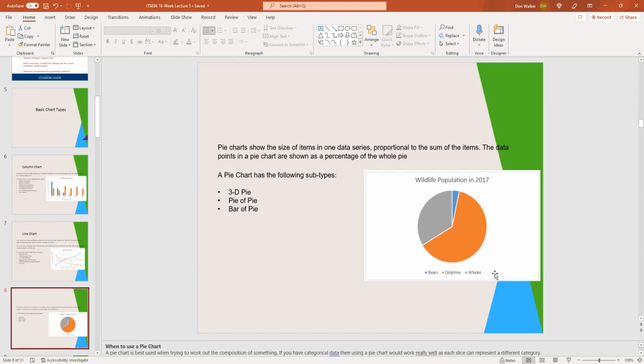These get overused poorly because there are too many wedges, and or the wedges are too difficult to tell. They're too similar looking, so you can't tell a 10% wedge from a 12% wedge. So it starts to take away the impact of it. But if you've got something like this where it's easy to see that dolphins are basically twice of, I'm sorry, twice of whales, and bears make a tiny contribution to the population.